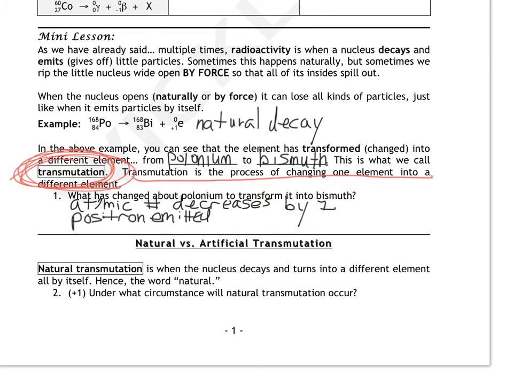So natural transmutation is basically what we just went over. This is called natural decay. It's also, in this case, natural transmutation, as it goes from polonium to bismuth. But just to focus on natural transmutation a bit more, natural transmutation is when the nucleus decays and turns into a different element all by itself, hence the word natural. So under what circumstance will natural transmutation occur? That's when the nucleus is unstable because of some problem with the neutron to proton ratio.